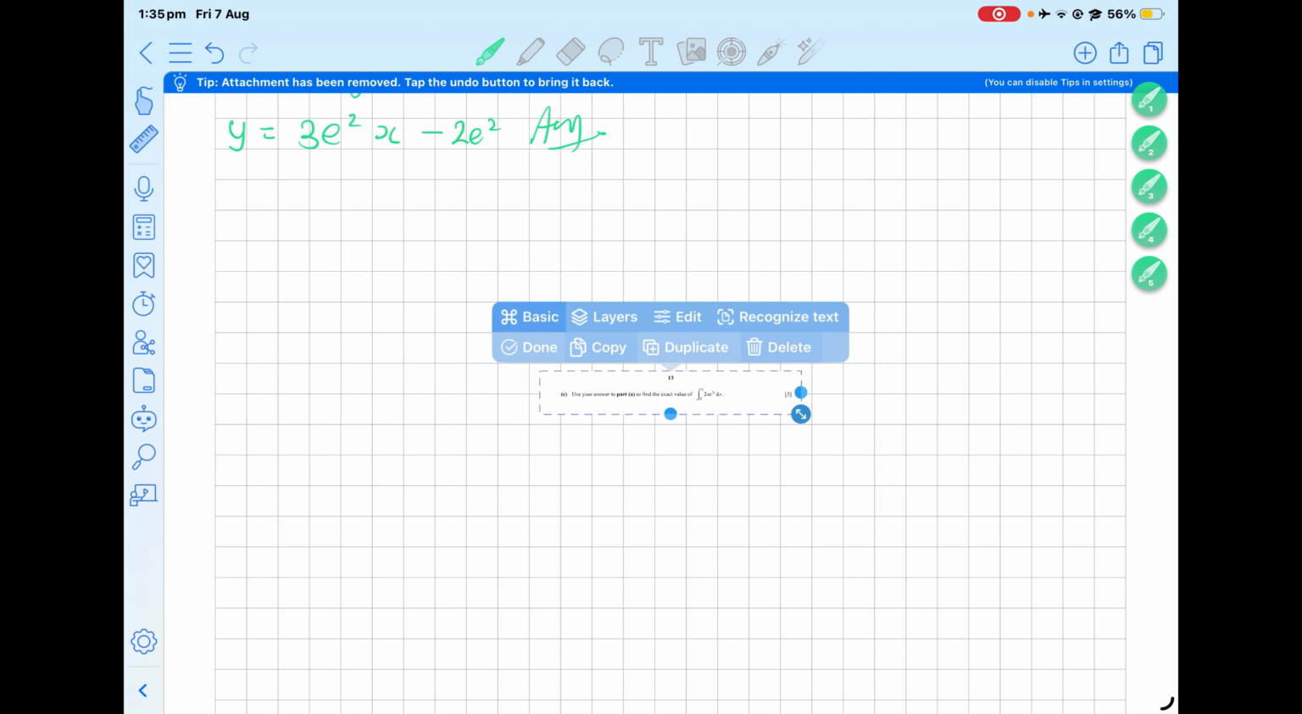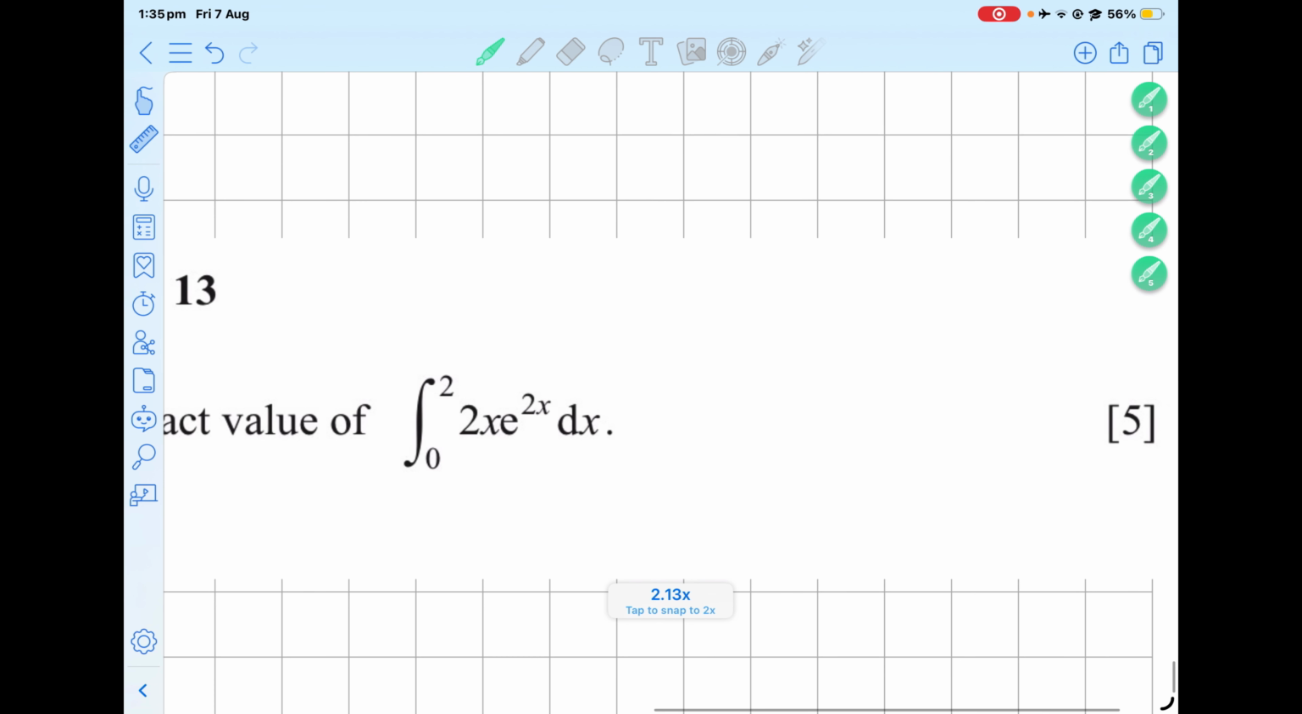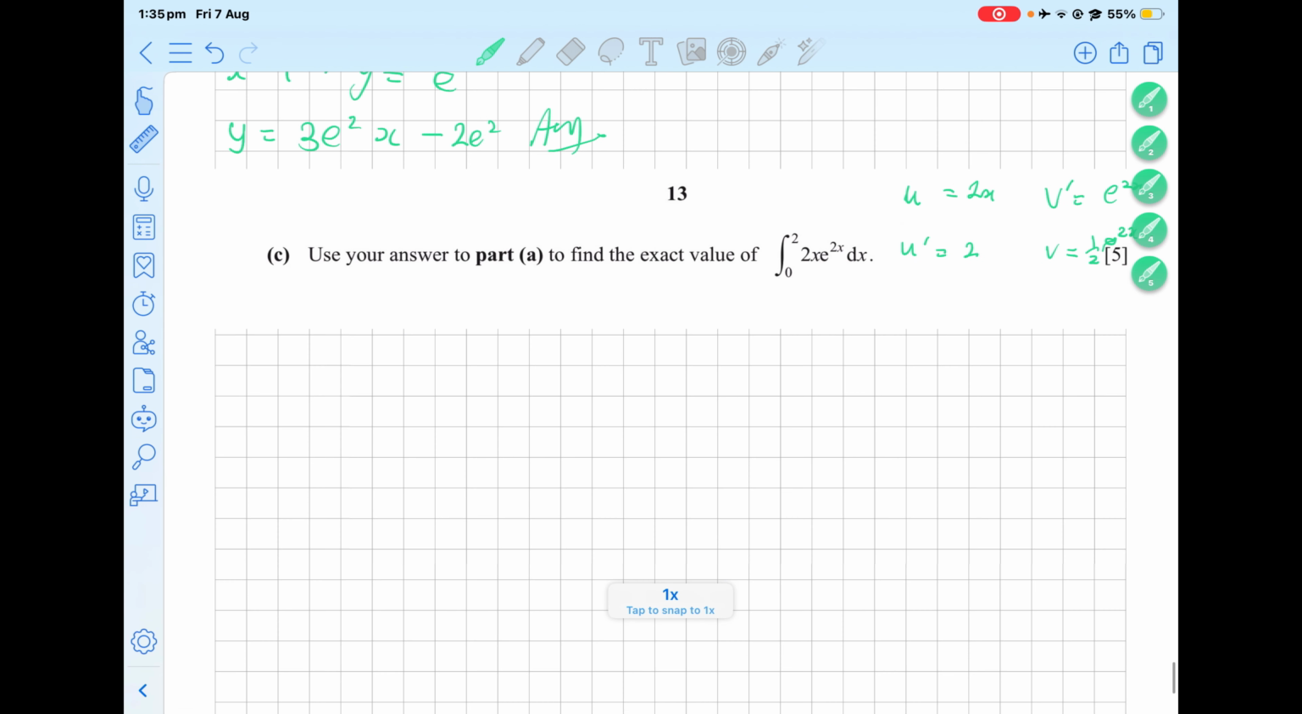What is the exact value of this? So there's a simple method. What you do is you do u and then u prime, and then instead of doing v and then v prime, you do v prime and then v. So u prime, let's say that's 2x, so u is 2. Now v prime, if I say that's 2x, so I have to integrate, half e to the 2x. So we basically do u into v, which is x e to the 2x.